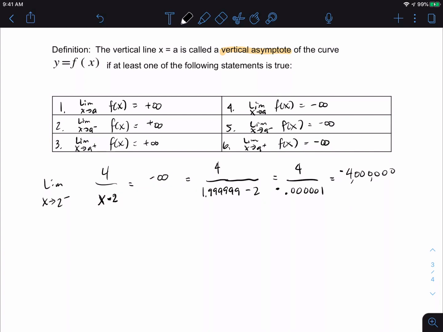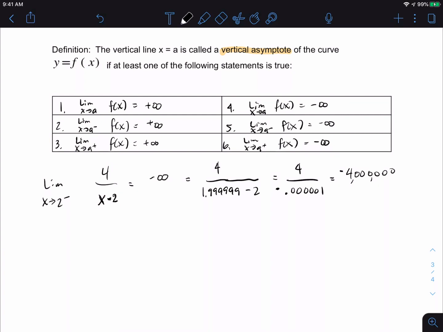Well, how close can I get to 2? Well, how many decimals can I write? 1.99999 forever gives me these astronomically big, big, big numbers. So we say, where's it going? It's tending towards negative infinity. This right here would be enough for me to say we have a vertical asymptote at 2.